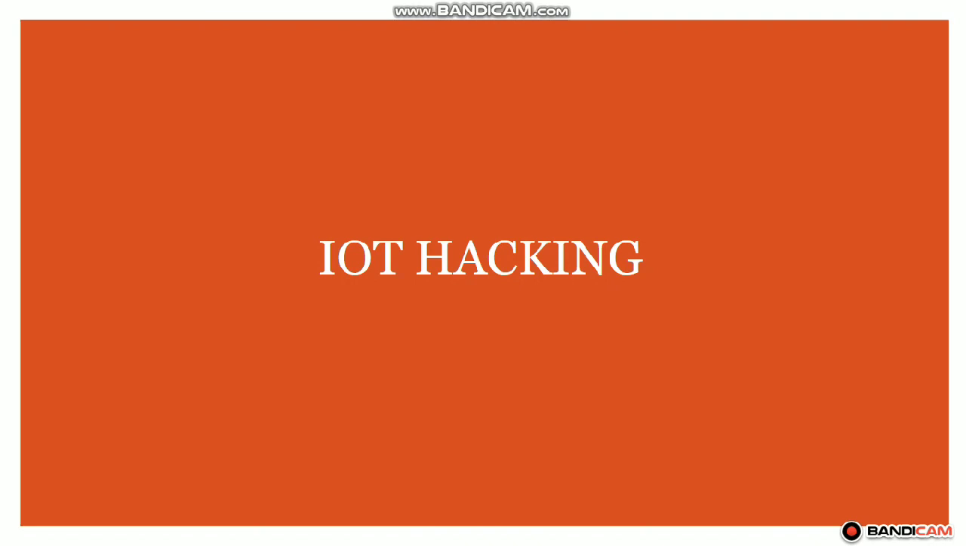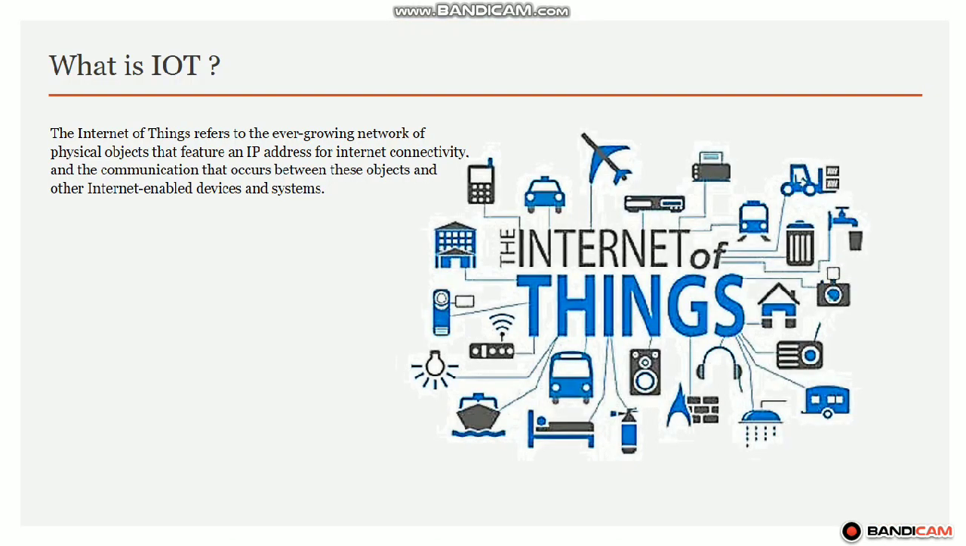First, let us understand what is IoT. IoT stands for Internet of Things. The Internet of Things refers to the network of physical objects. These physical objects have IP addresses for their internet connectivity, and communication occurs between these objects and internet enabled devices and systems.